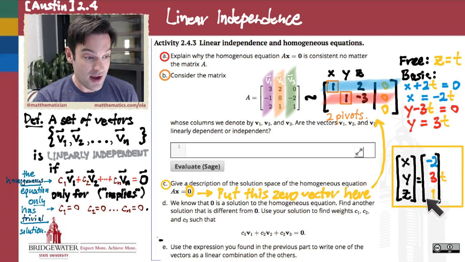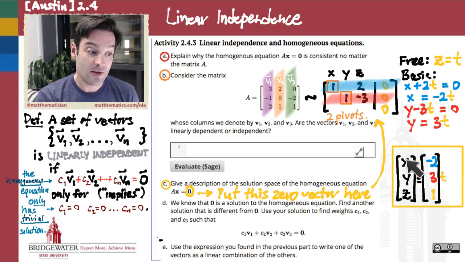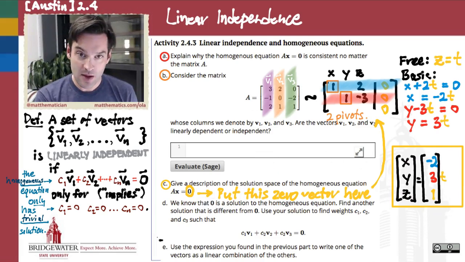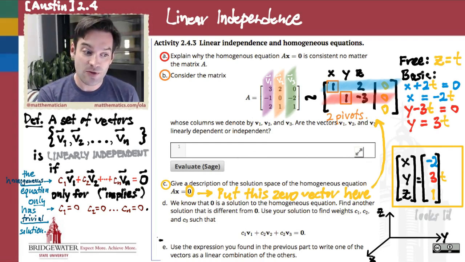Remember, what this is saying is that for any value of t, any real number that I choose, this vector is going to be a solution of the corresponding system of equations. So if we're going to think about that solution space inside of 3 dimensions, what is that solution space going to look like?